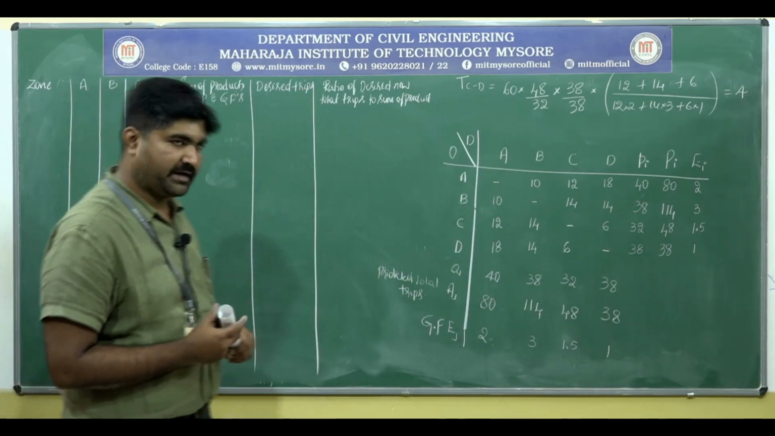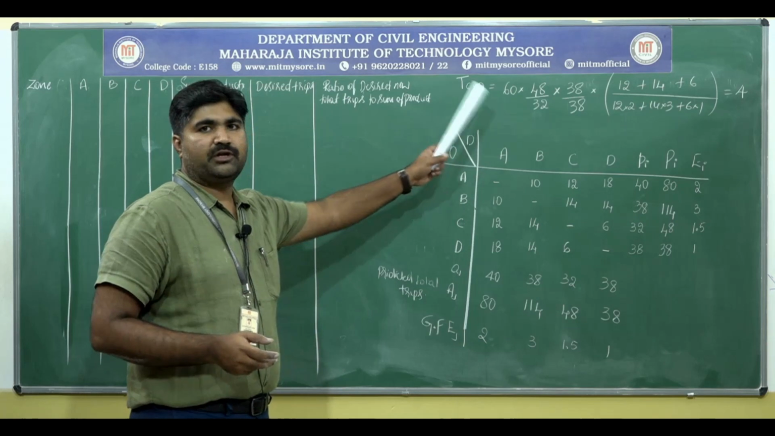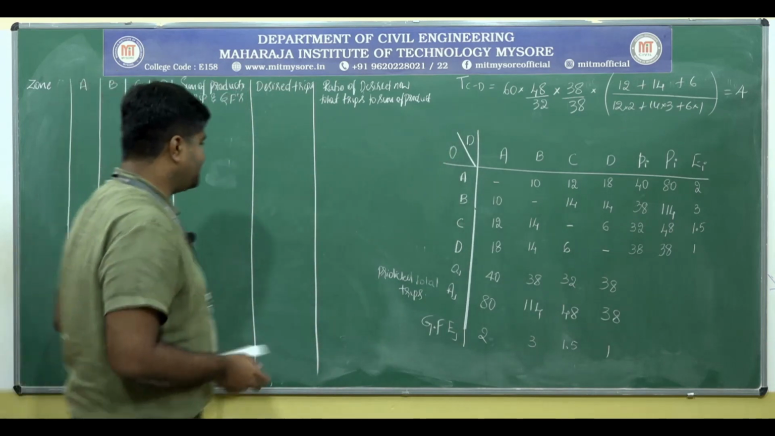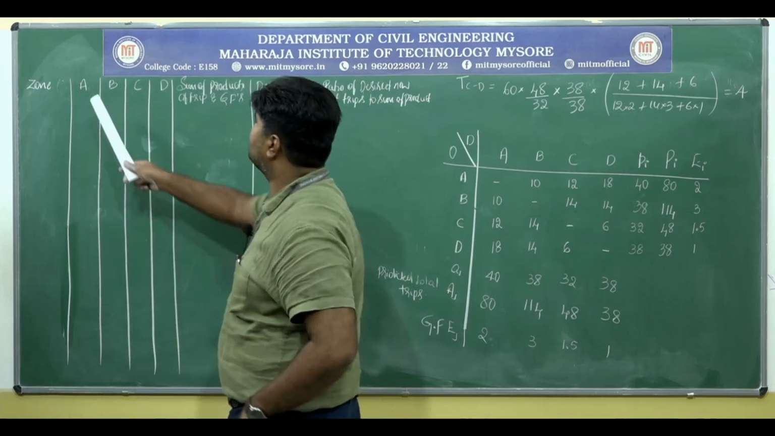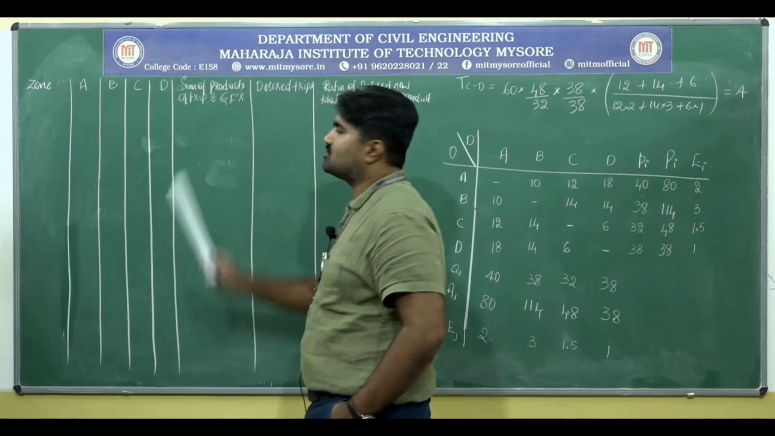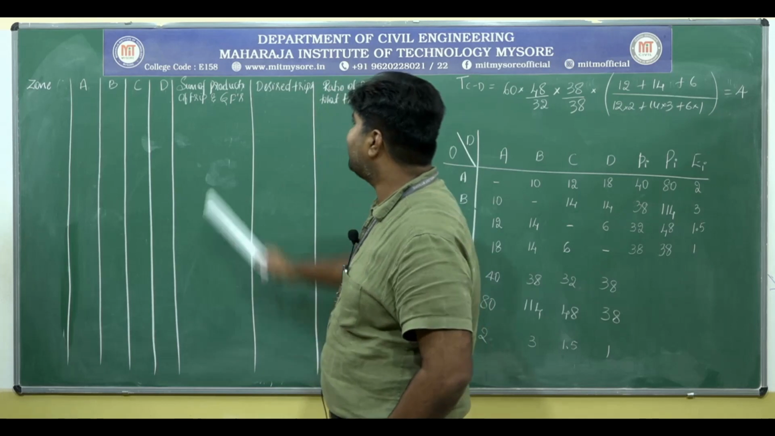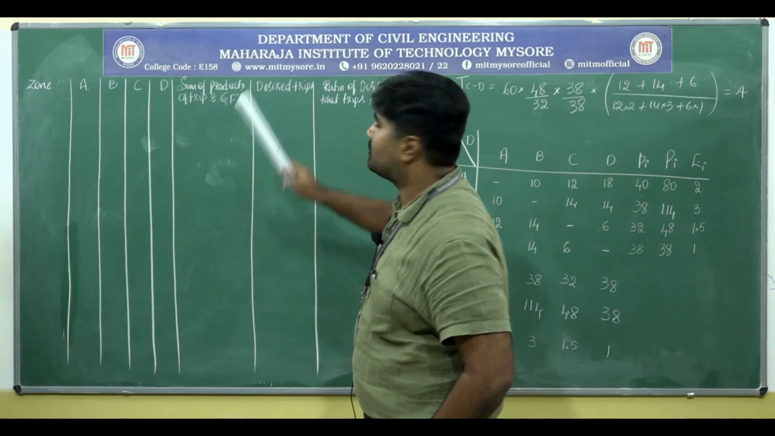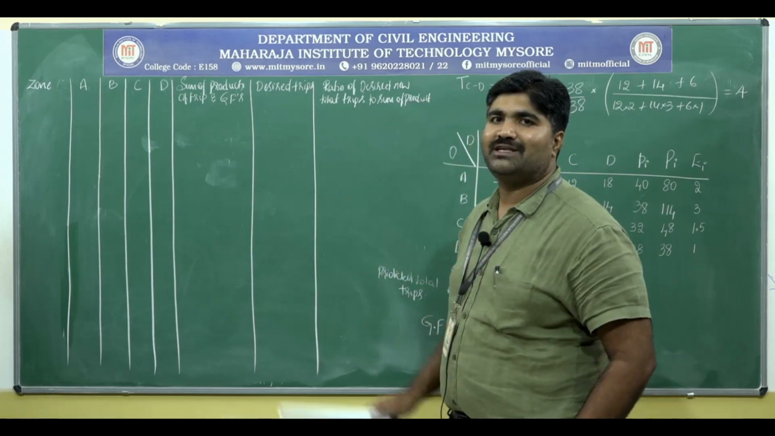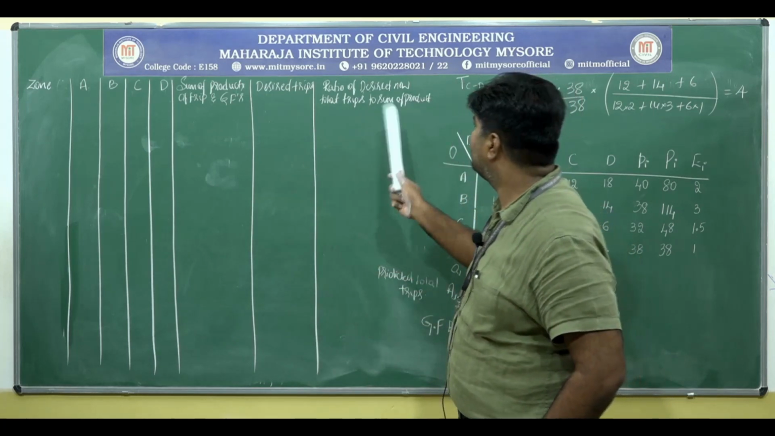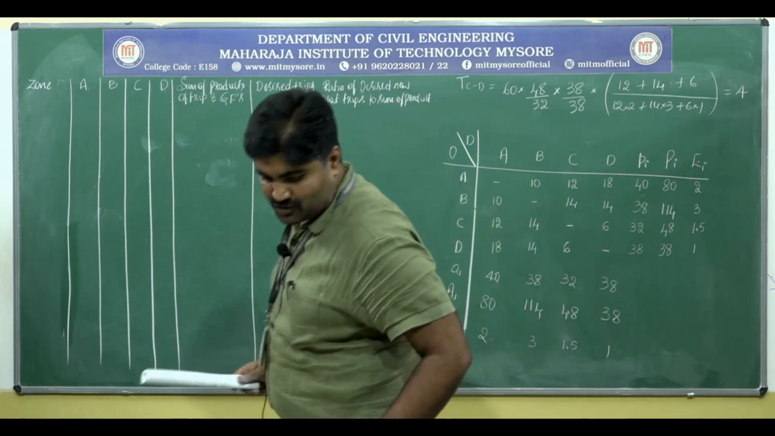See, after distributing the trips, we have to plot this table. Okay, the first column represents the zone. These are also the zone A, B, C, D, and this is the sum of product of trips and growth factors. Next column, that is the desired trips. Okay, last, that is the ratio of desired new total trips to the sum of product.